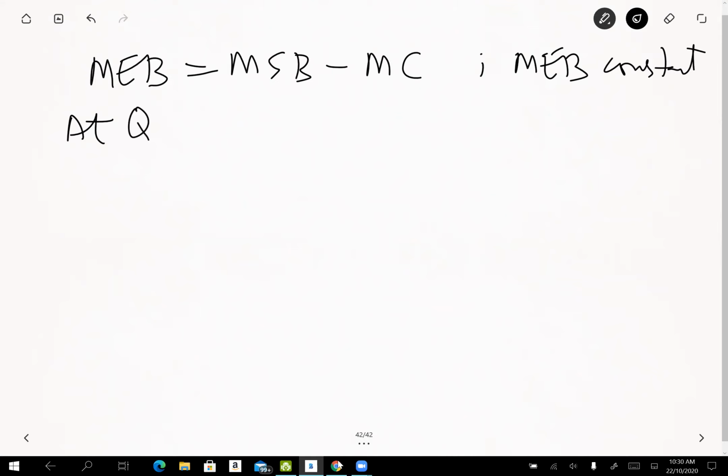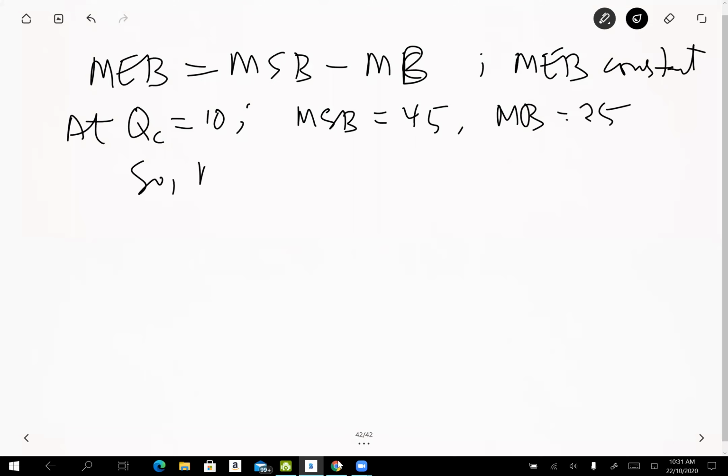So here you can find the MEB at QC, which is equal to 10. And the difference between the MSB and the MC, or you can use also MB, doesn't matter because that would be, no, I'm sorry, should be MB, not MC, because we're looking at the marginal external benefit. MSB is equal to what? 45. What is the marginal benefit? Marginal benefit is 25. So the MEB is equal to 45 minus 25. So that is 20, right?